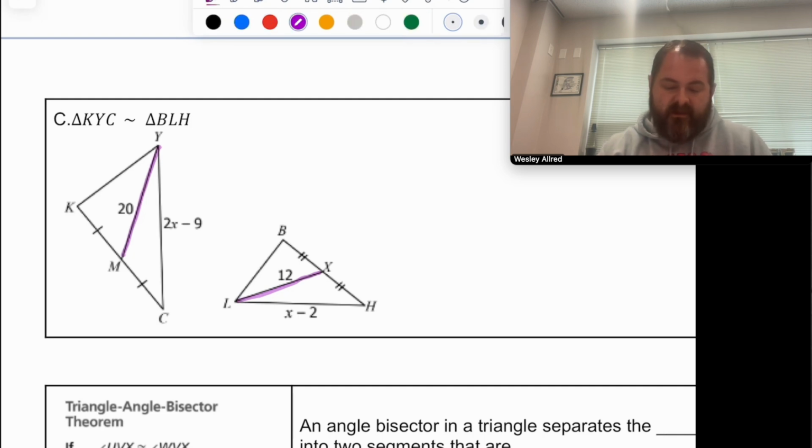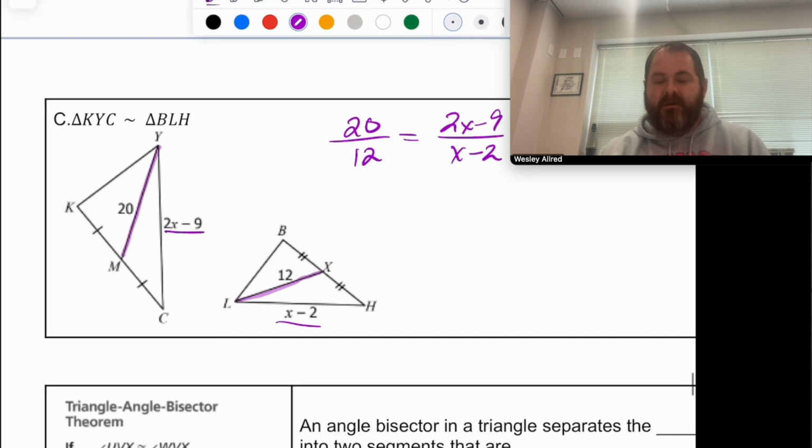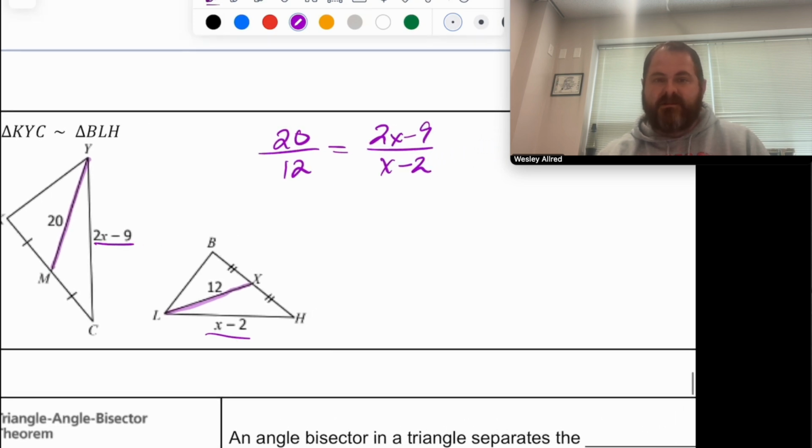So the ratio of the first median, 20, to the second median, 12, would have to be the same as the ratio of these two corresponding sides, 2x minus 9 over x minus 2. So what I want you to do here, I want you to try and take some time and solve this proportion on your own. Pause the video if you need some more time.